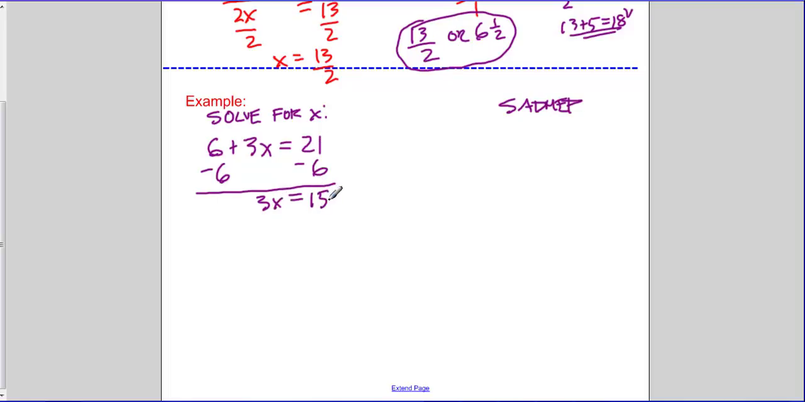Now I have 3 times x is 15. To undo multiplication, I use division, so I'm going to divide both sides by 3. The 3's cancel. I'm left with x is 15 over 3, which is 5. So my answer is x equals 5. To check my answer, I plug in 5 for x, so I have 6 plus 3 times 5, that's 6 plus 15, which is 21, so that checks out.